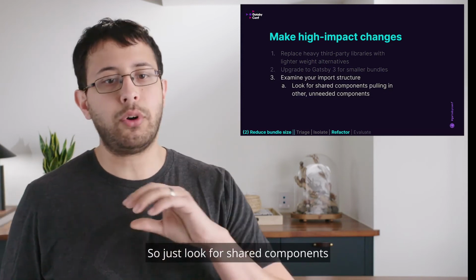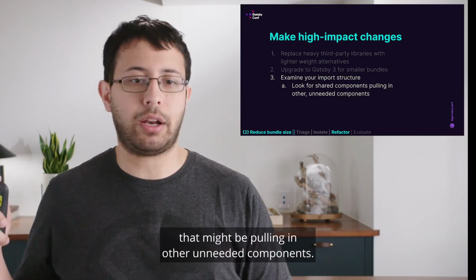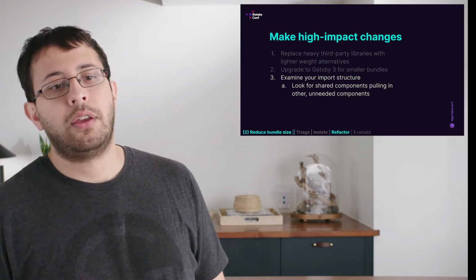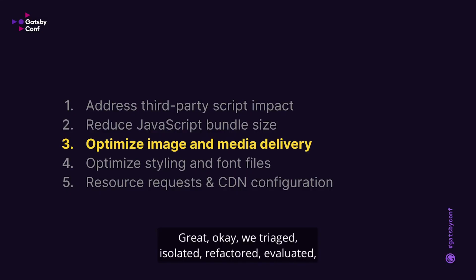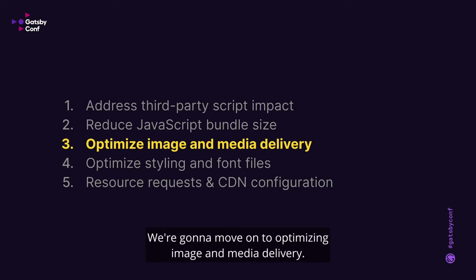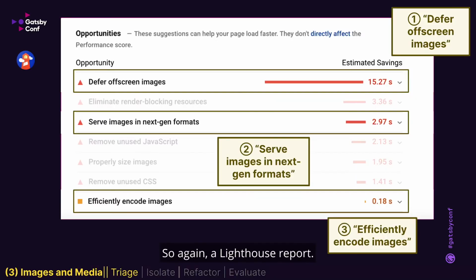So just look for shared components that might be pulling in other unneeded components. Great. Okay, we've triaged, isolated, refactored, and evaluated JavaScript bundle size. We're going to move on to optimizing image and media delivery. So again, a Lighthouse report. The specific line items to look for here are defer off-screen images, serve images in next-gen formats, and efficiently encode images.